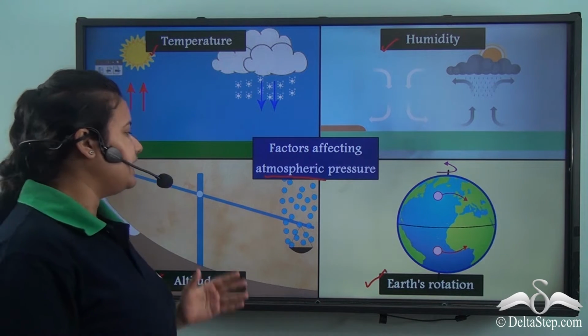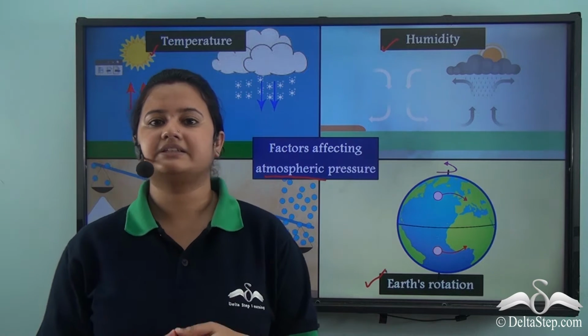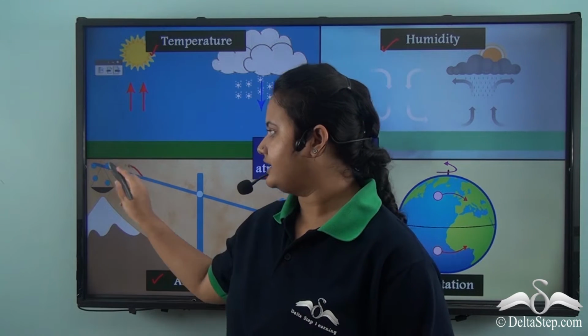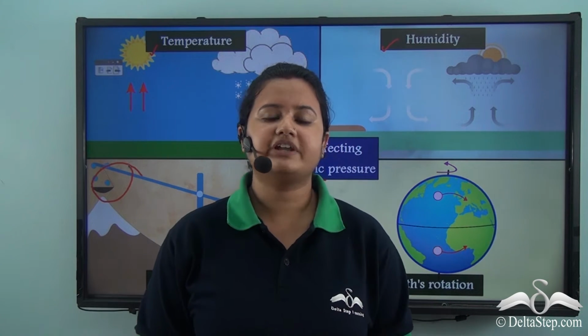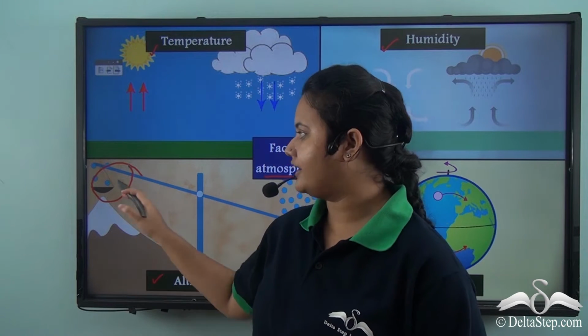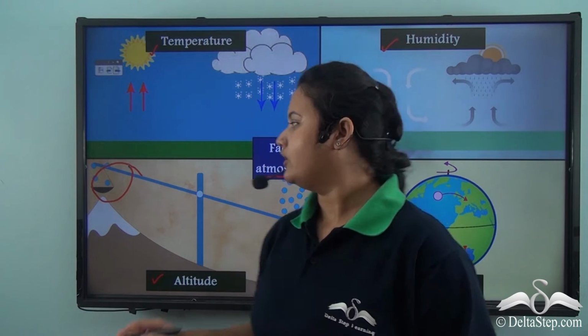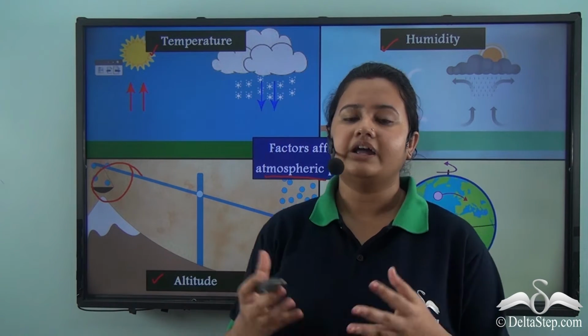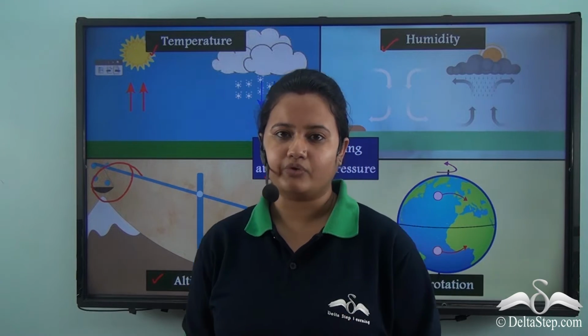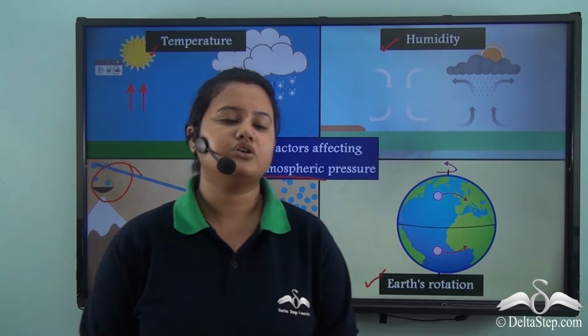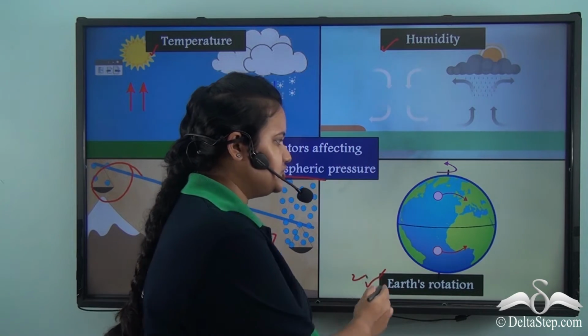Now, again, in higher altitudes, as the density of air is less, atmospheric pressure is less than in lower altitudes where the density of air is more. Air pressure also depends on Earth's rotation.